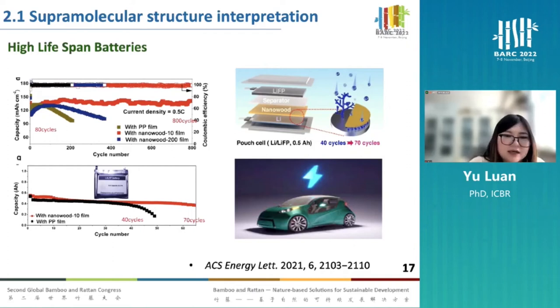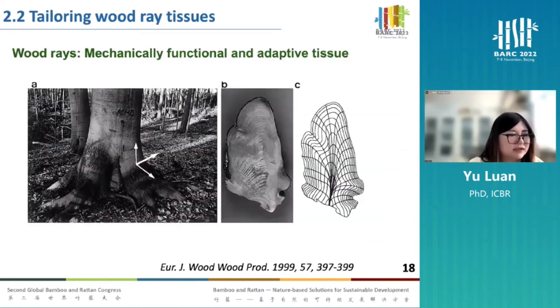This soft pack battery, if it can be used in an electric car, will prolong the life of the cells significantly.